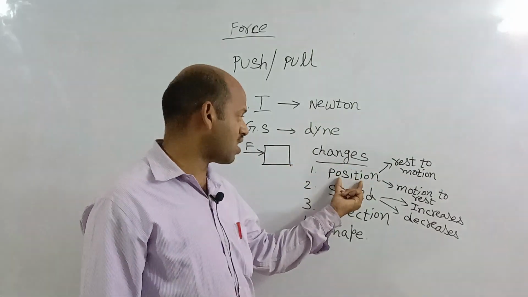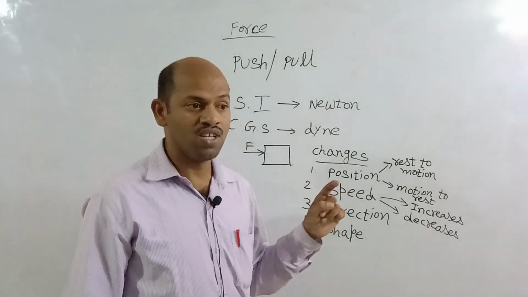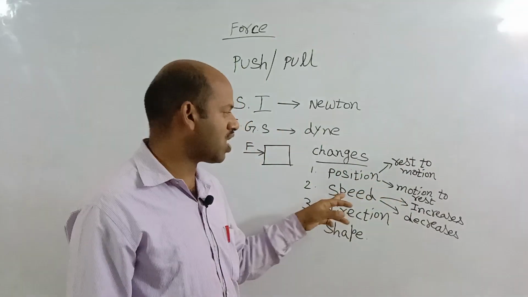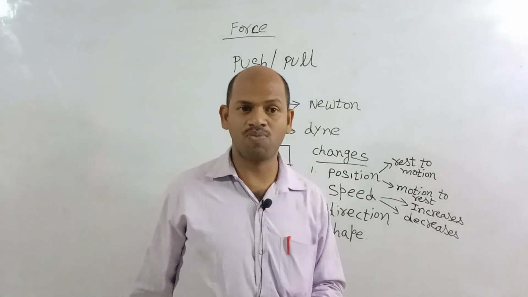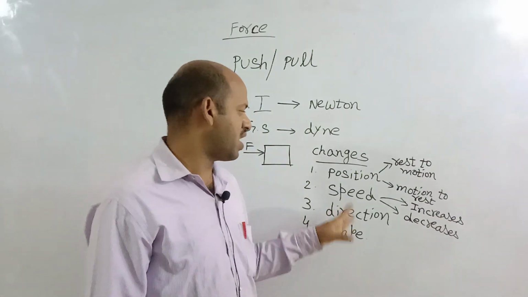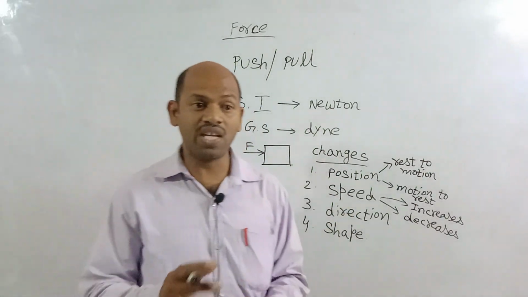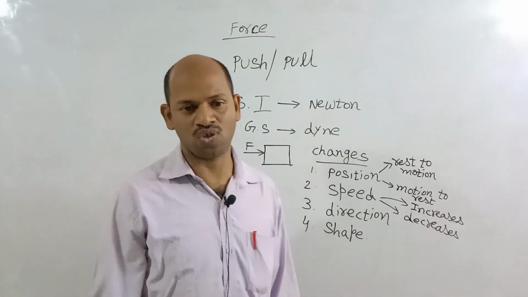These all come under change in position. The second one is speed. Either speed increases or speed decreases. If you apply some force on an object, speed may increase or decrease. And the next one is that we can change the direction of an object with the help of force only.